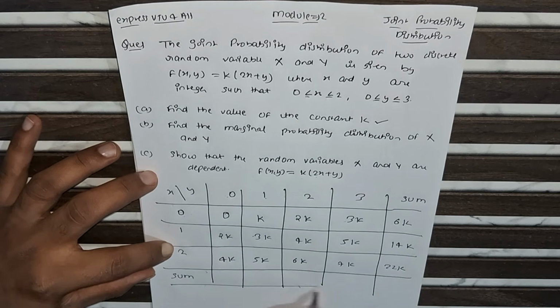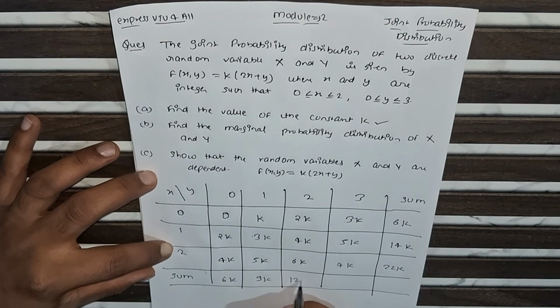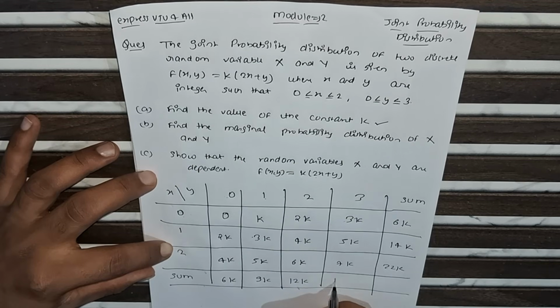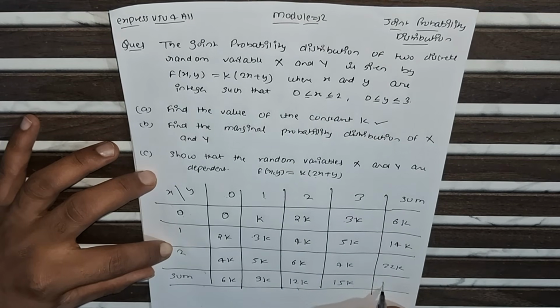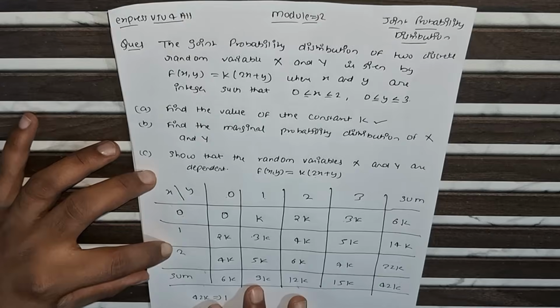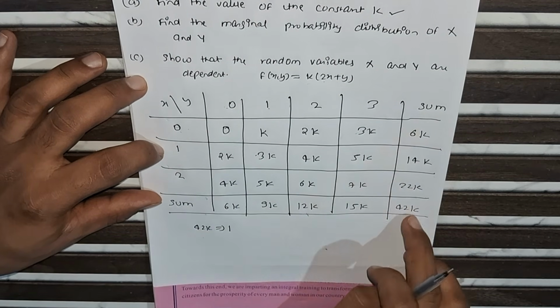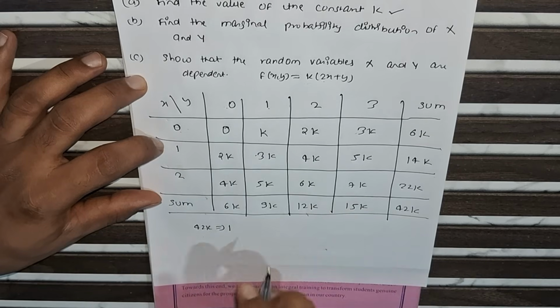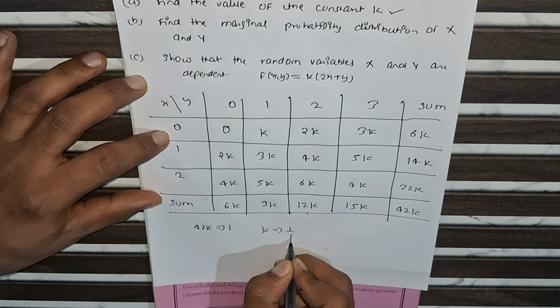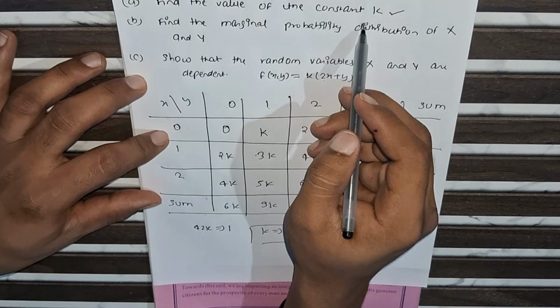So now what is the sum of this one? 6k, the sum of this one 9k, the sum of this one 12k, the sum of this one 15k, and the sum of this one 42k. So we have 42k, which is equal to 1. When you add it by row and column, you get 42k. Then 42k equals 1, then k equals 1 by 42. This is the answer of our first part, where we have to find the constant value of k.